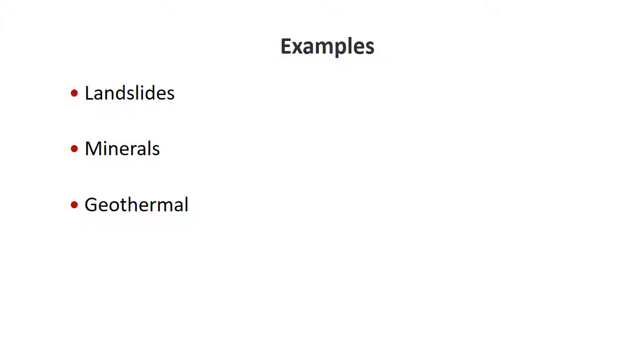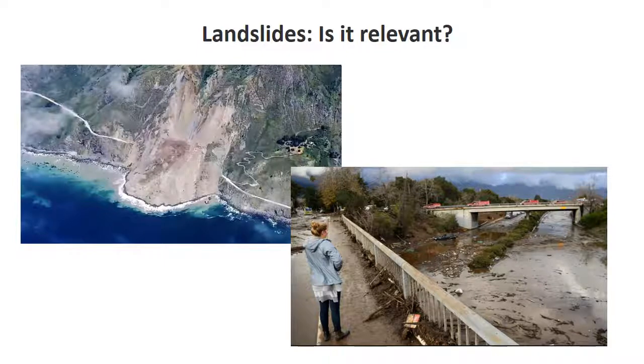So these are the 3 examples we'll be discussing: landslide, minerals, and geothermal. Minerals and geothermal are somewhat more similar in the sense that they are subsurface applications, whereas landslides are surface geomorphological features. Well, is it relevant?